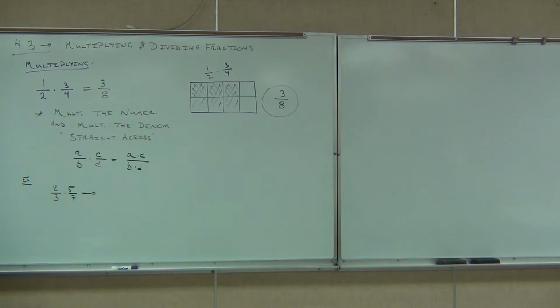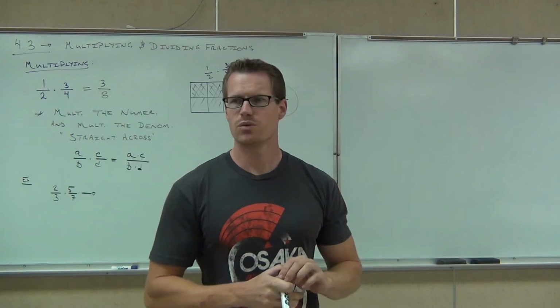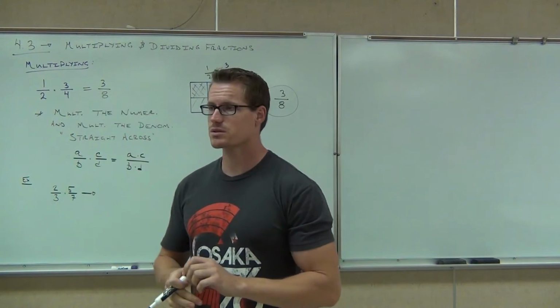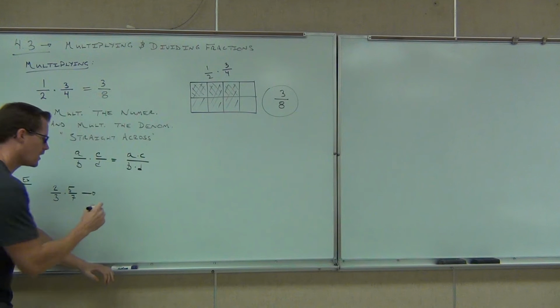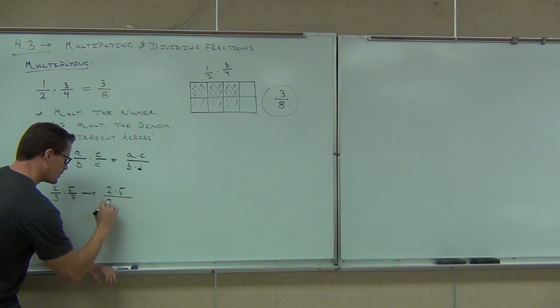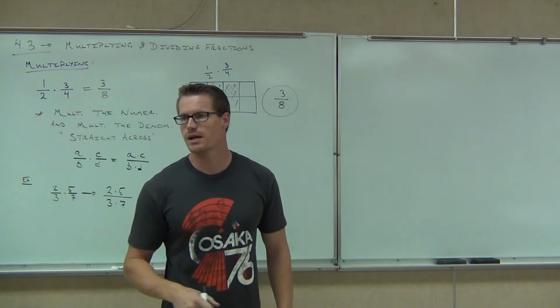Let's do 2/3 times 5/7. 2/3 times 5/7, what's the first thing that we're going to do? What do we need to multiply? 2 times what? 5. And 3 times? 7. So straight across, here's what we're going to do. I want you to write this step, by the way. I want you to write this out as 2 times 5 over 3 times 7 first. And I'll show you why in about 5 minutes, why we do that step.